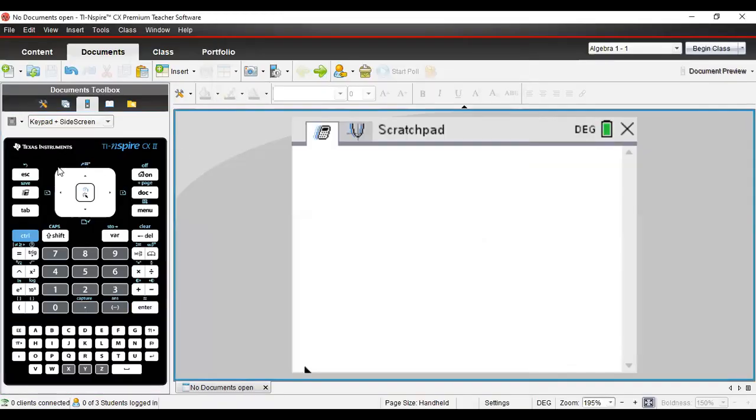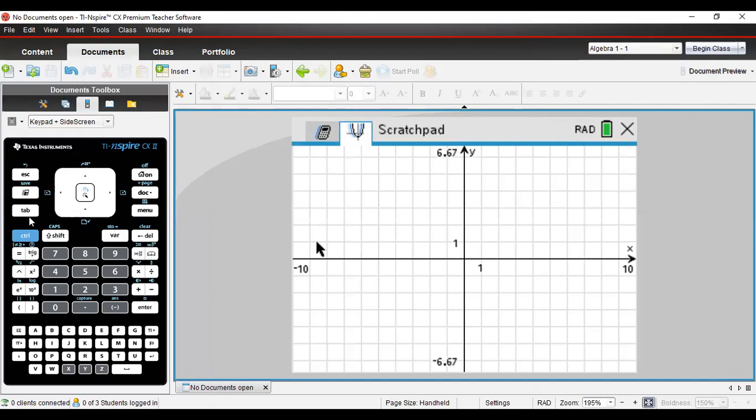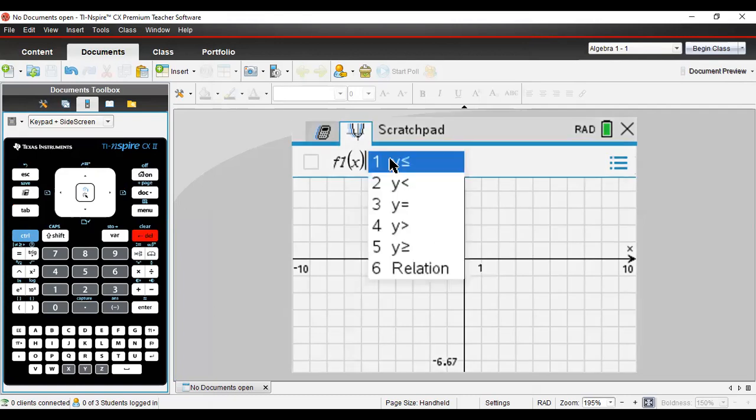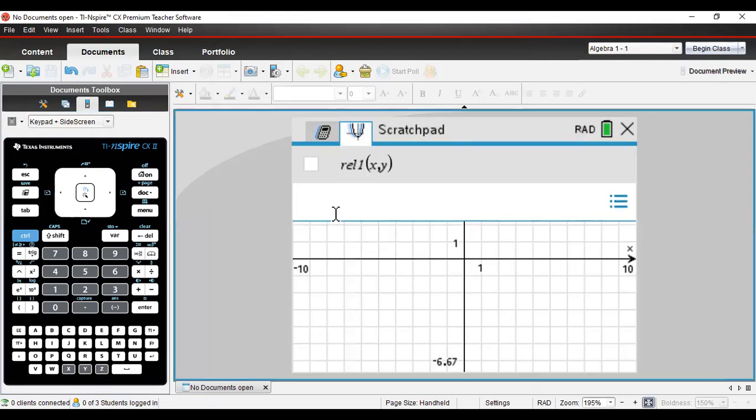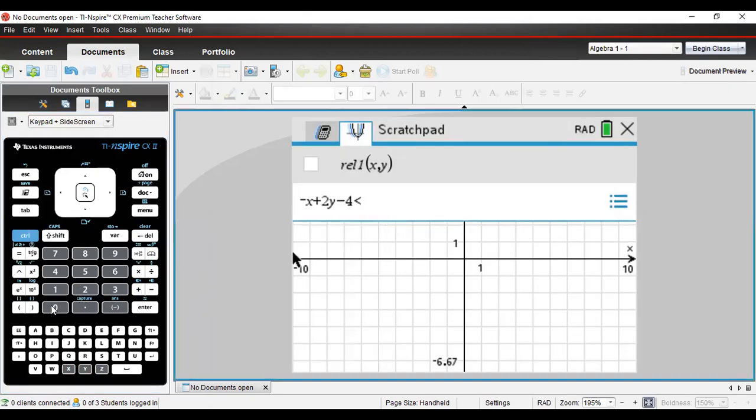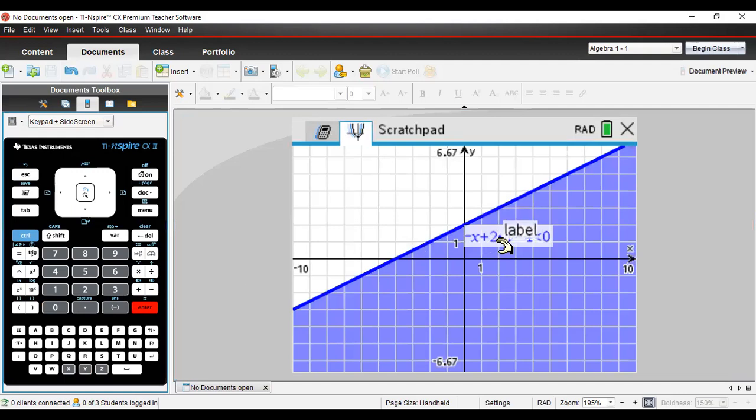All right, so let me go grab my calculator. Let's do it. I'm going to go to the graph. Now, if I press tab, it comes up as a function. We need to graph these inequalities as relations. So if you delete the equal sign, you're going to get these 6 options. You should choose the relation one, and then you type in each one of the inequalities. So it's going to be negative x plus 2y minus 4 is less than 0. Then we press enter, and that's what the graph looks like.